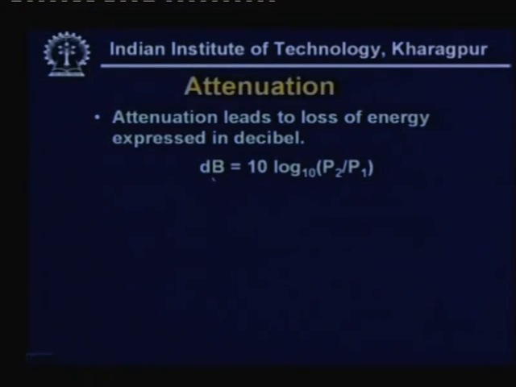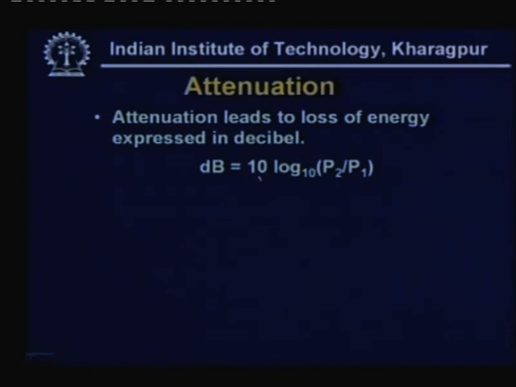Attenuation can be considered as the loss of energy as the signal passes through a medium. We know from our basic knowledge of physics, as some signal passes through a medium, its intensity falls at the rate of d square, distance square. How do we explain that? With the help of a suitable unit. Normally, the unit that we use is known as decibel, dB.